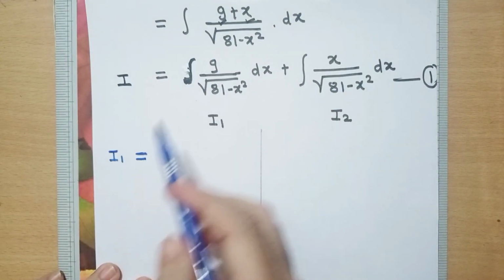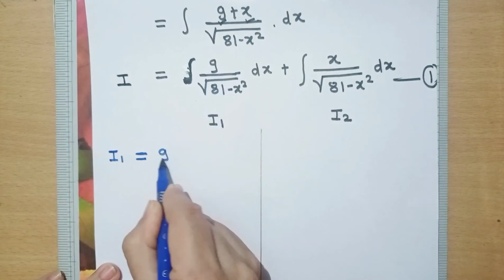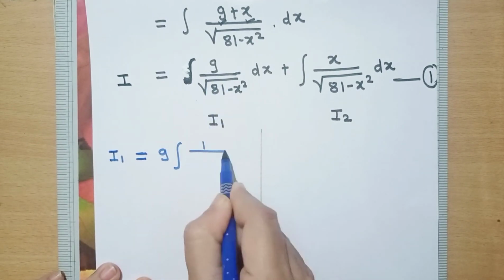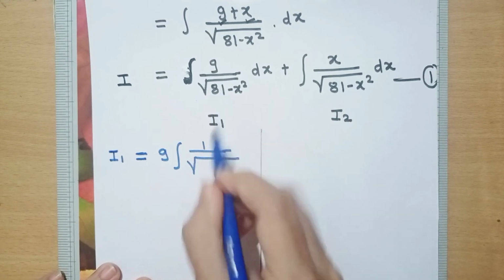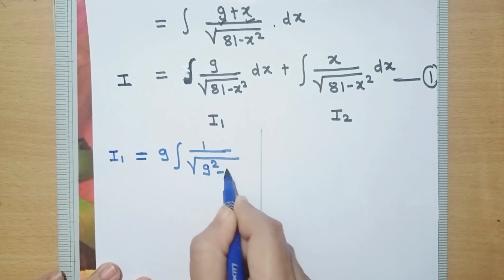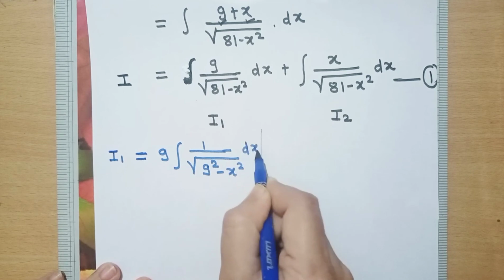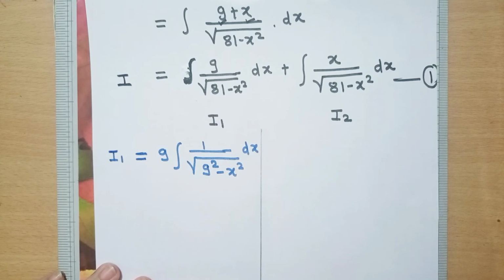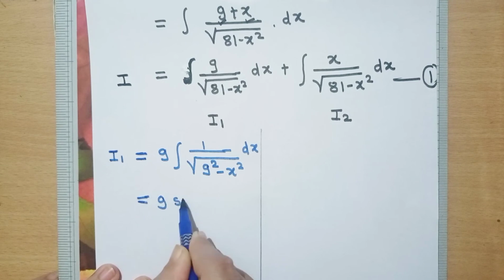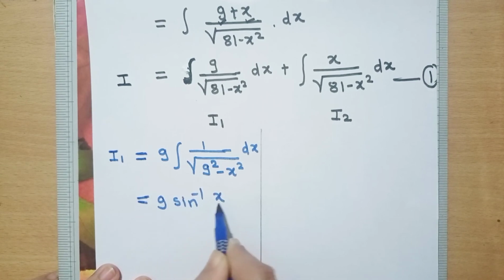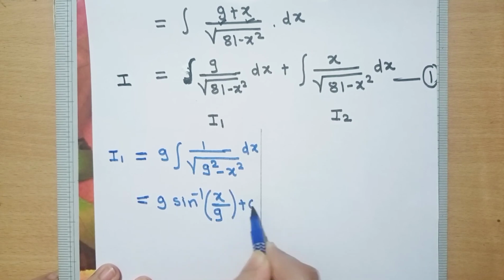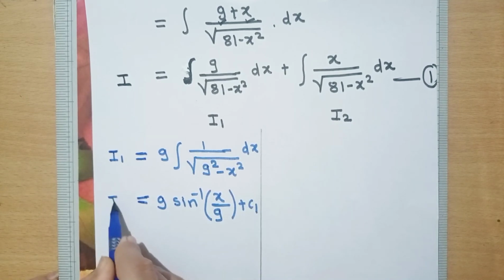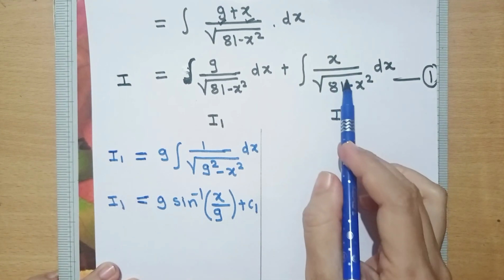Now check for I1, since this 9 is constant, we will take it out, and here 1 upon root. Again we will write 81 as 9 square minus x square dx. Now we can use the 1 upon root a square minus x square formula, and its answer is sine inverse of x upon a. But the value of a is 9. Here we will write, and here write down C1. This is I1. Now we will find the value of I2.